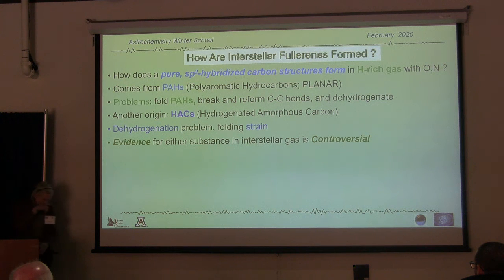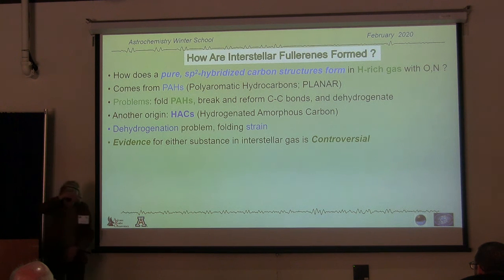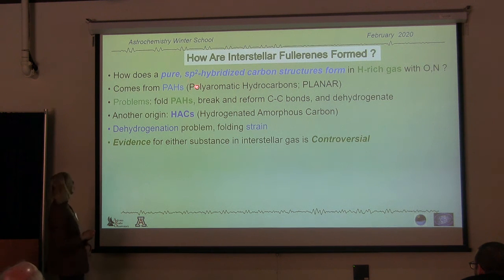So, this got me thinking about how in the world do you form C60, bring 60 carbon atoms together in an environment where there's 10,000 times more hydrogen. Why doesn't hydrogen get involved? And this has been a question of other people. How are interstellar fullerenes formed? How does a pure sp2 hybridized carbon structure form in a hydrogen-rich gas, which also contains significant amounts of oxygen and nitrogen?